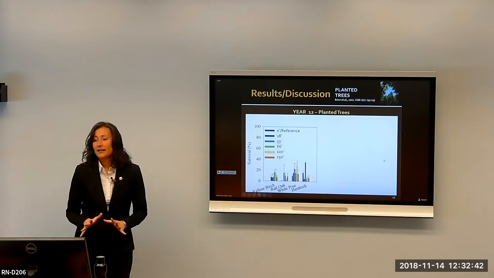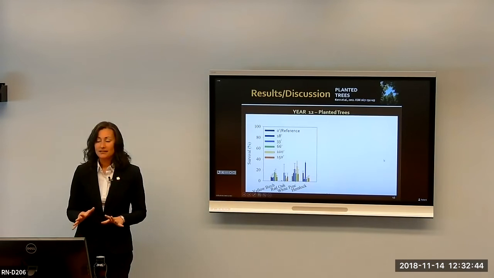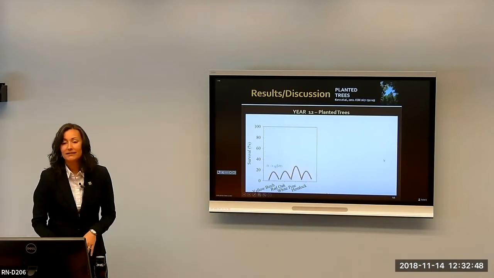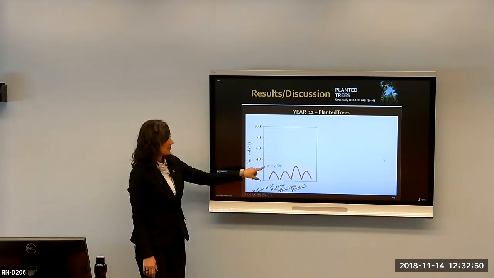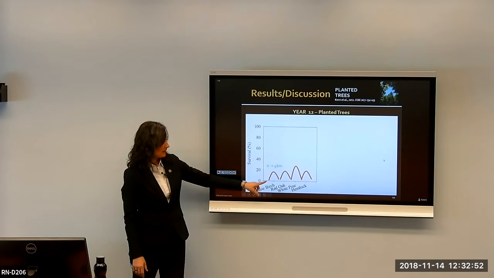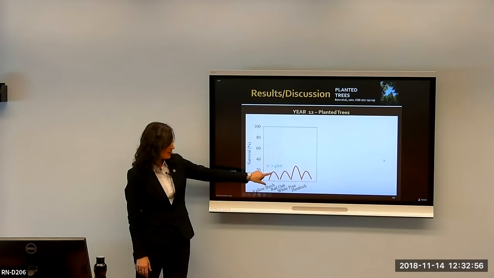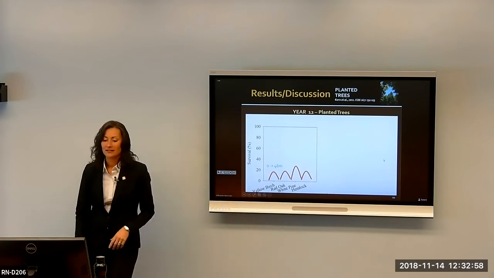Statistically speaking, gap size was significant, and it was a quadratic effect. Really simply, that means as you increase gap size, you go from the 0 to the 46, it's an arched response, meaning highest survival was in the middle gap sizes.